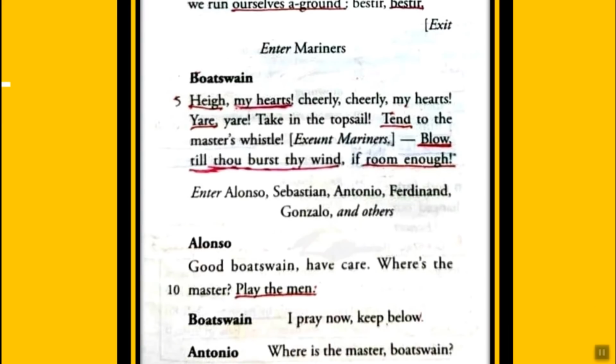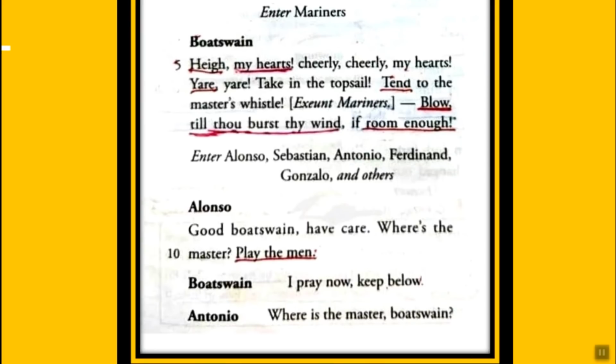Where is the master? Play the men. Where is the master? Play the men means make these men show courage and work hard. Who are the men here? They are the mariners or the sailors. So he's saying, good bosun means dear bosun, have care, be careful.